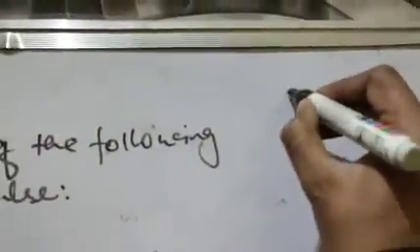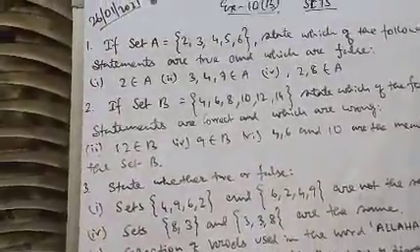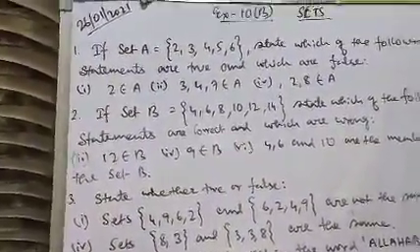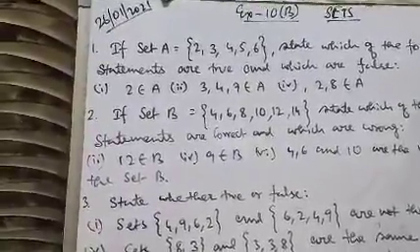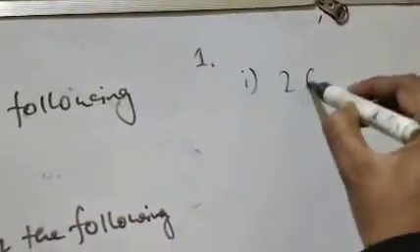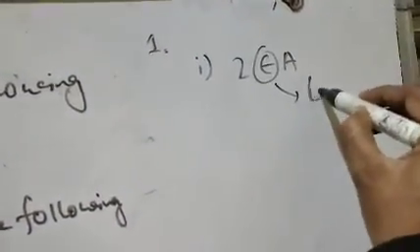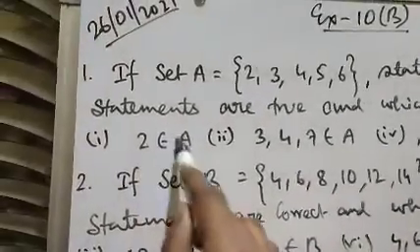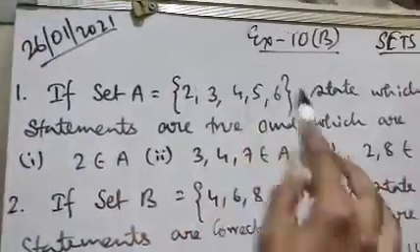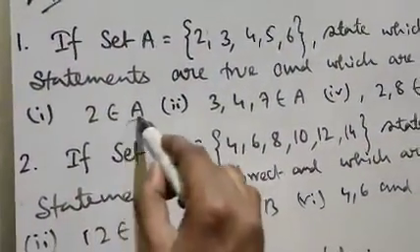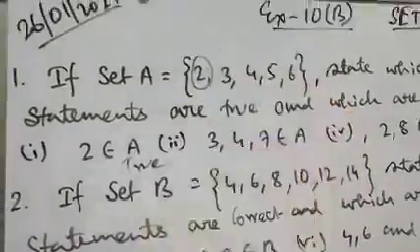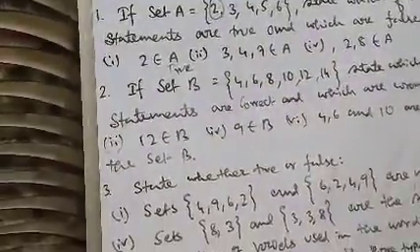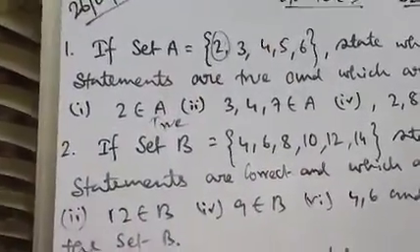Question number 1. Question number 1 says, if set A equals 2, 3, 4, 5, 6, state which of the following statements are true and which are false. So the first question is 2 belongs to A. This is the belongs to sign. 2 belongs to A means 2 is within the set A, and this is a true statement, because in the set, 2 is one of the elements. So obviously 2 will belong to set A. So that is the correct statement.